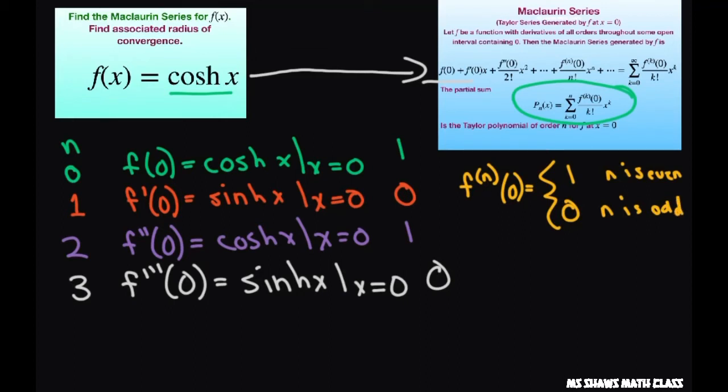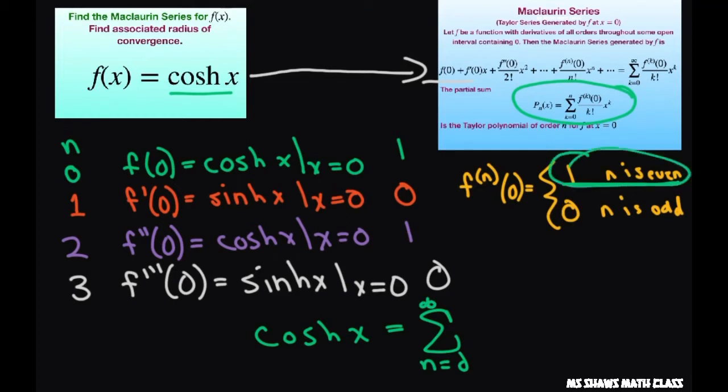All right. Since we want 1, the zeros are going to go away. We're going to write our sum equals n equals 0 to infinity, and we just want the even terms, because the zeros are going to go away. X to the power of 2n divided by 2n factorial. And now we need to use the ratio test to find the associated radius of convergence.